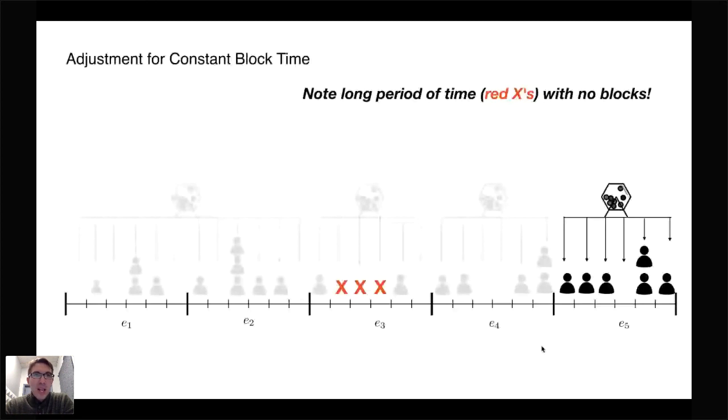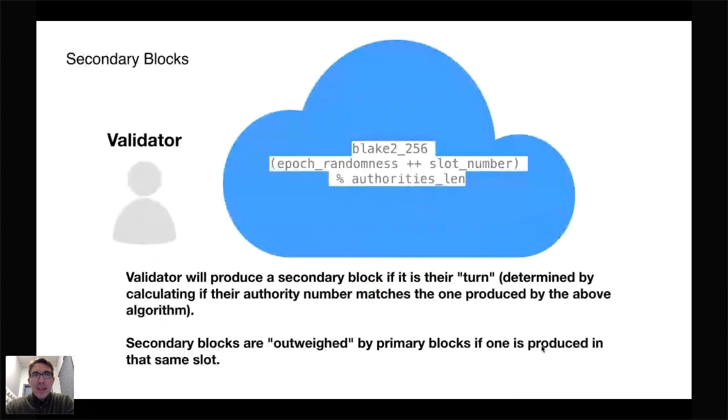So there's been an adjustment made to Babe. What I've discussed already is basic Babe. We've added some adjustments to make sure that we have a constant block time. That is, there will always be a block produced for a given slot. So the second thing we do is validators are going to use this deterministic function to basically go round robin to figure out if it's their turn to make a secondary block.